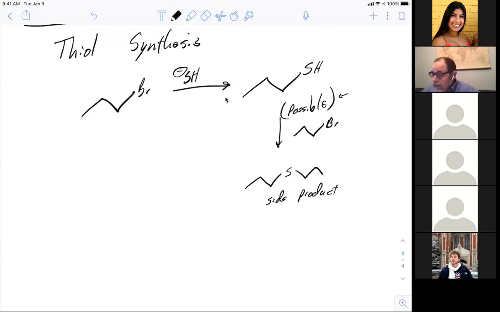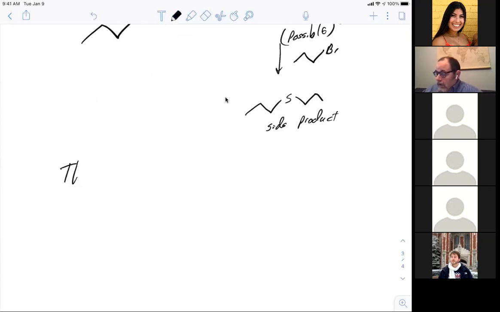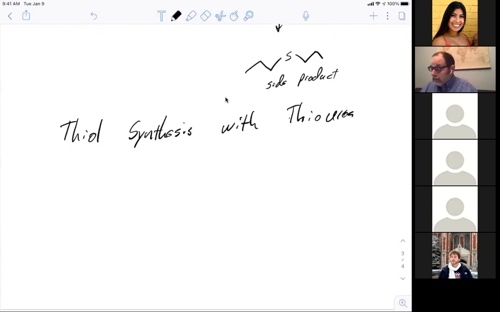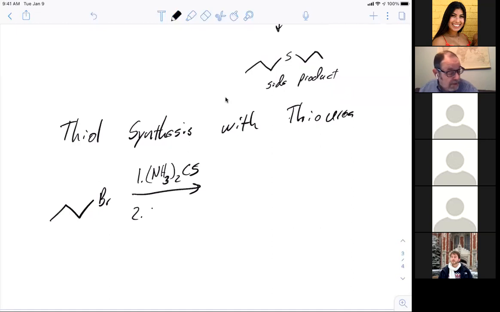So the way we can do that is thiol synthesis with thiourea. So we take our bromide. This time we react it with thiourea, which is this compound. We'll look at the mechanism in just a minute. And then follow that with water and base to do hydrolysis.